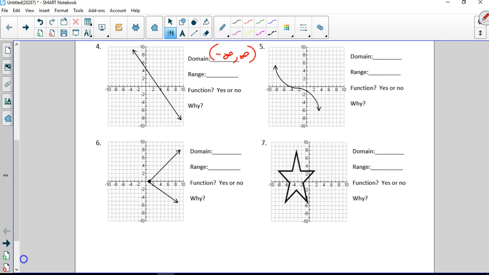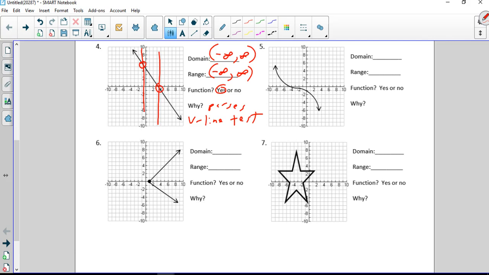How far left? How far right? Range? How low? How high? And that's it. Is it a function? It passes the vertical line test, so yes. And you can just write that as your justification. Passes the line test.